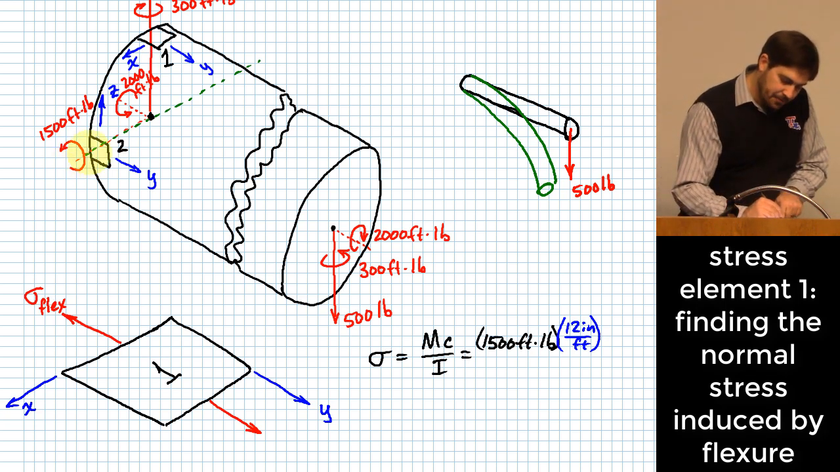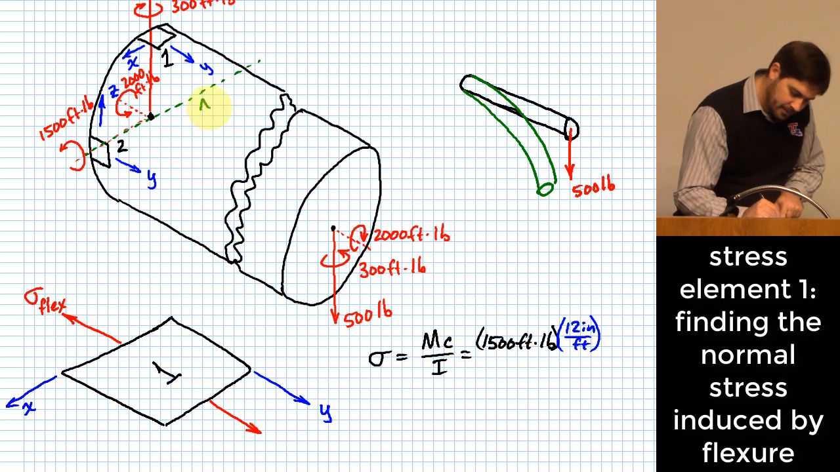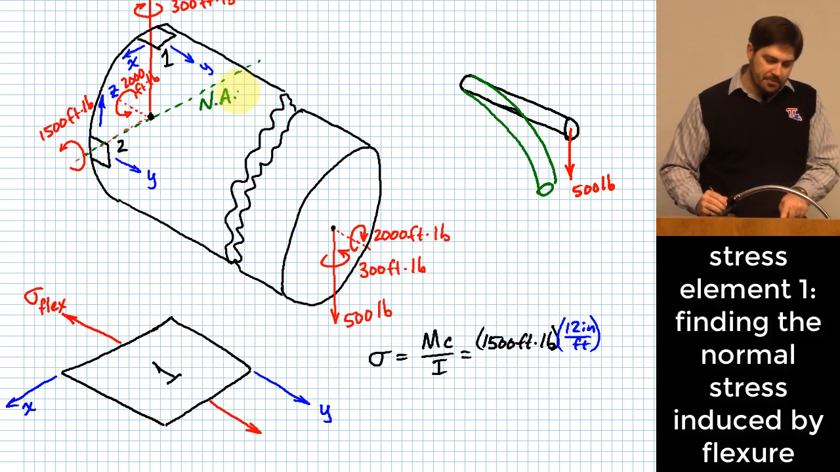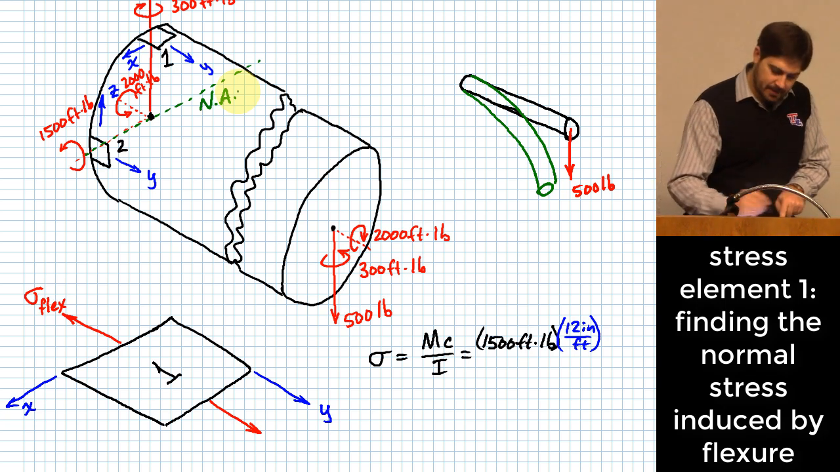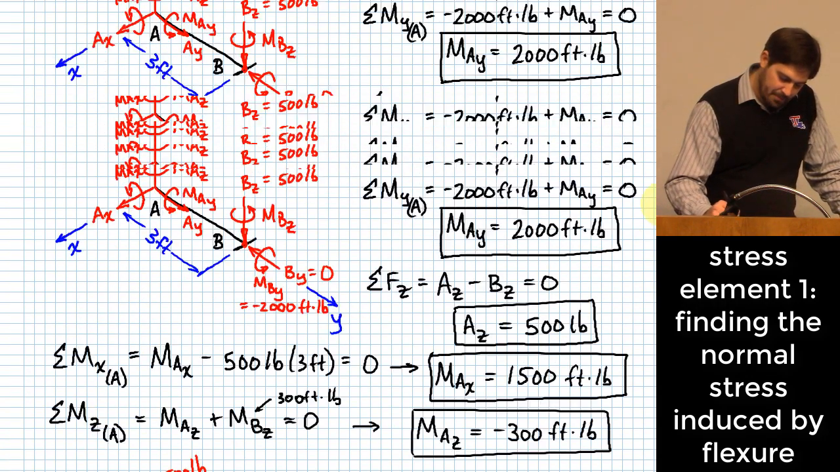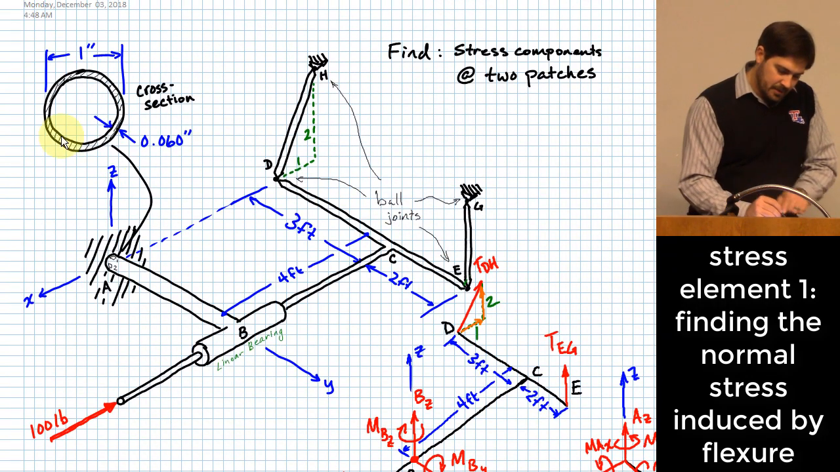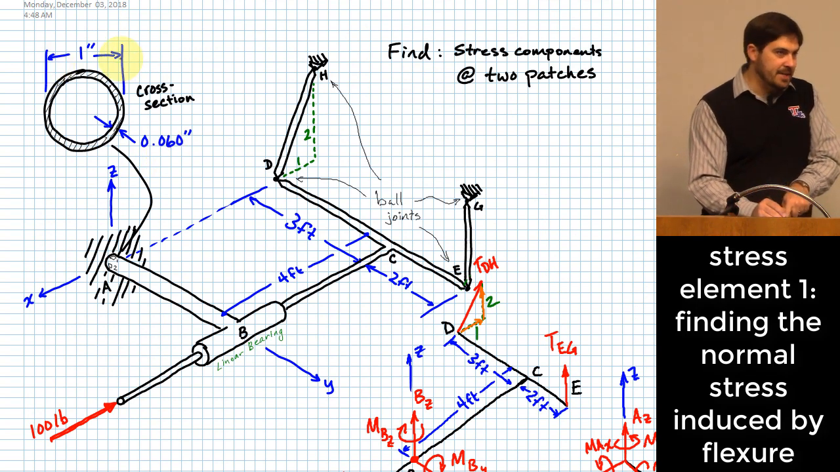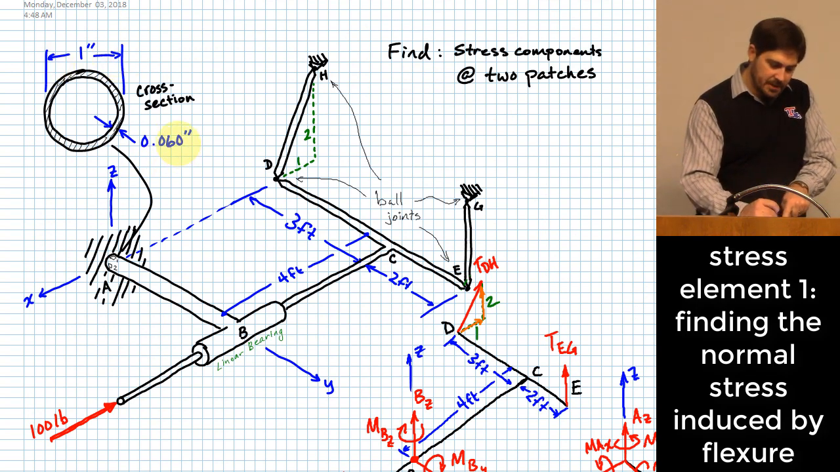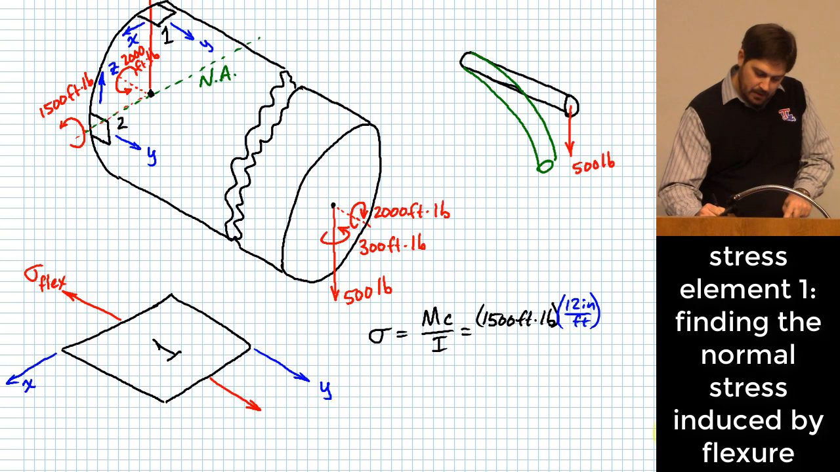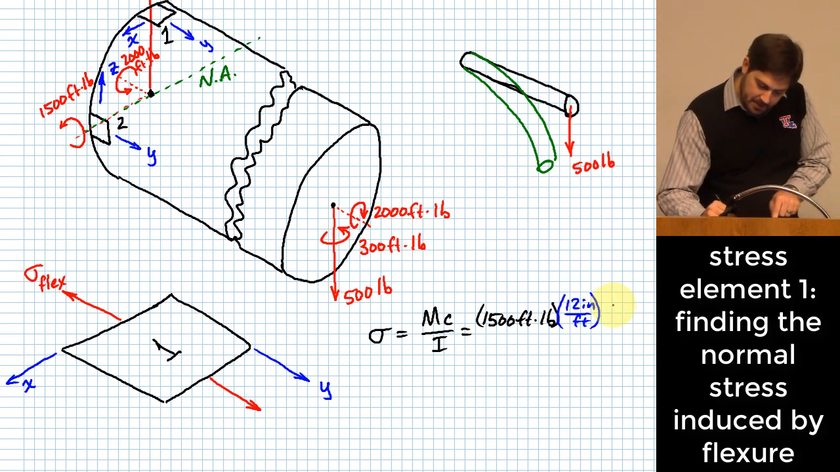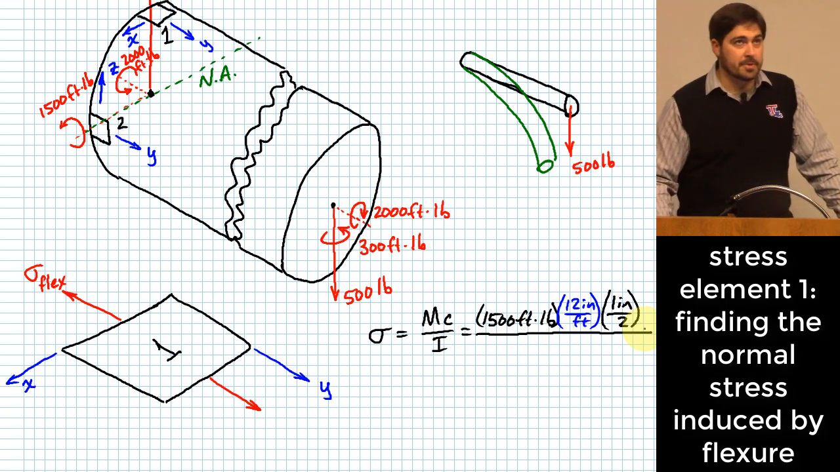Okay. How far is it from the neutral axis, which I showed right here, to the patch that I'm looking at the stress in? It'll be the radius of that rod. Some of you may not remember what that was off the top of your head. Here's what the cross section was: 1 inch outside diameter with a 60 thousandths inch wall. That'll be important to us for another reason later. All right, so that means that we have 1 inch over 2 for that distance from the neutral axis to the outer fibers of the material carrying the stress.